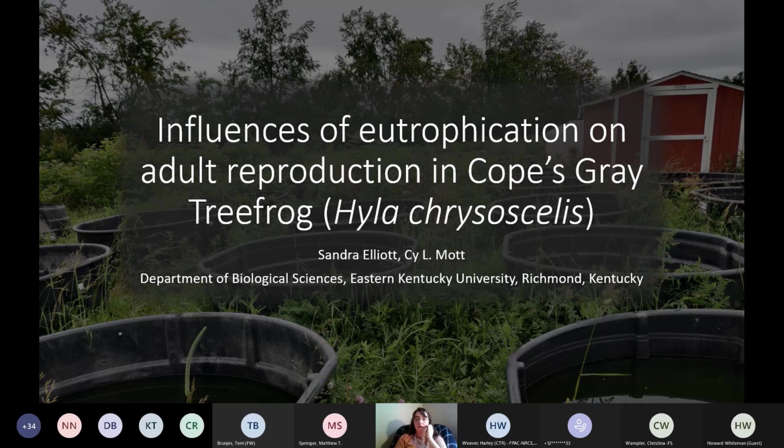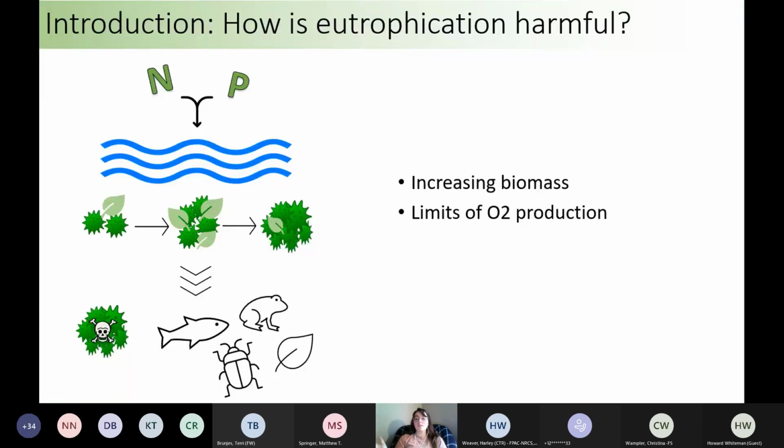Yeah, so I just want to talk about how eutrophication can influence amphibian reproduction in the Cope's gray tree frog. All right, so I'm assuming that most of you have a really good understanding of eutrophication already, so I'm not going to cover too much of the mechanics, but I'll just hop into how eutrophication can be harmful.